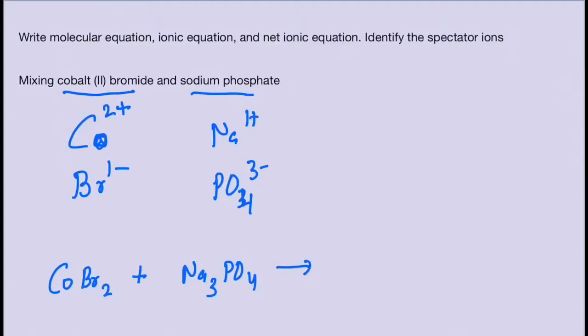Remember you have to balance out the charges, so you must have 3 sodiums to bring in a total of 3+ charge that balances the 3- charge. When it comes to predicting the product, you always want to say that your inside ions stay inside and your outside ions stay outside. So the cobalt gets combined with the phosphate and the sodium gets combined with the bromide.